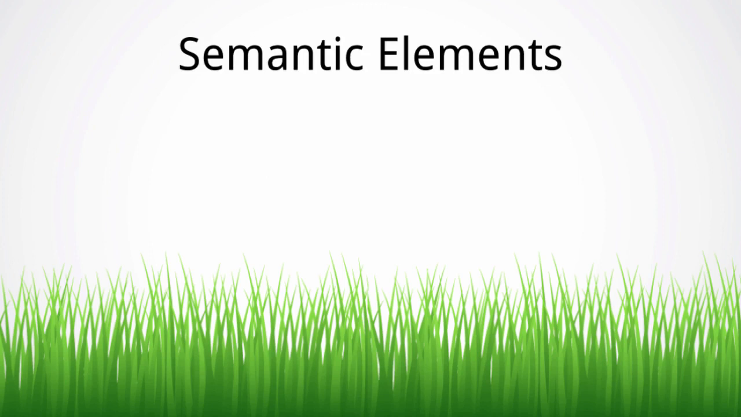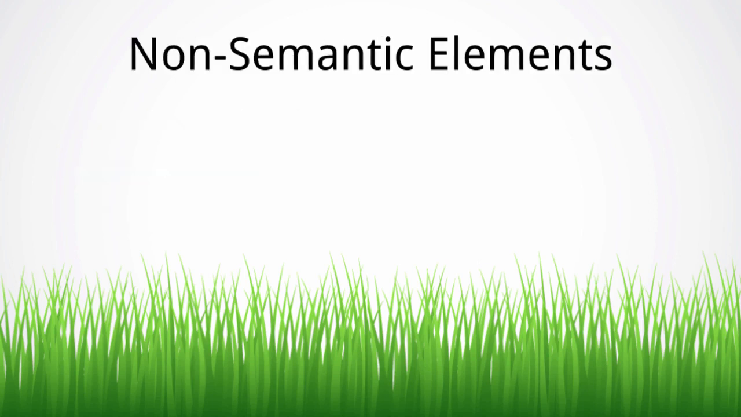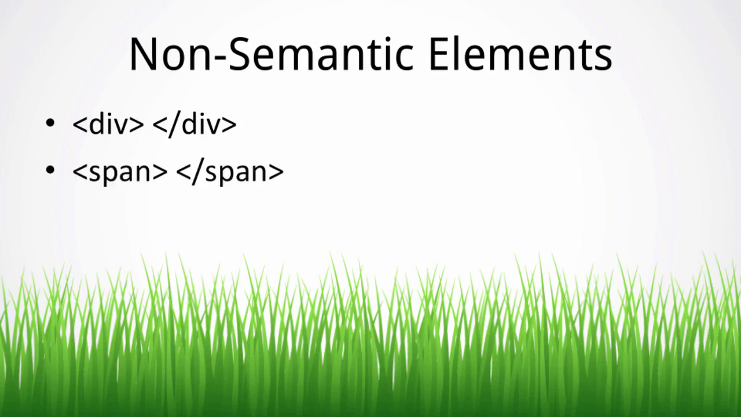Some examples of semantic elements include the header element, the nav element, and the footer element. As you can tell just by the name of these elements, you have a rough idea of what that element should actually contain. Some examples of non-semantic elements include the div element, as you saw earlier, the logical division, and the span element.